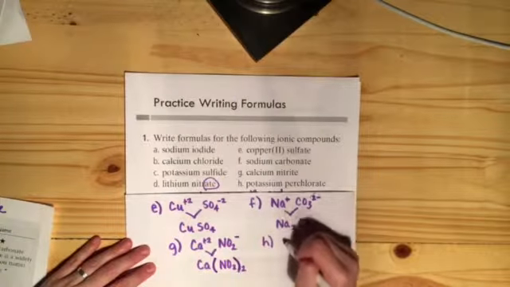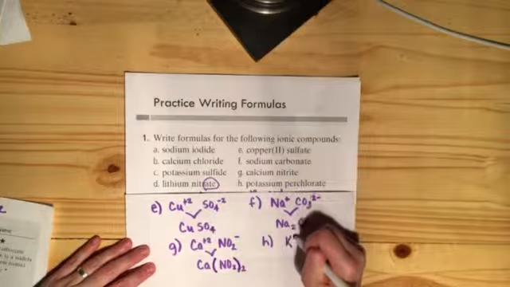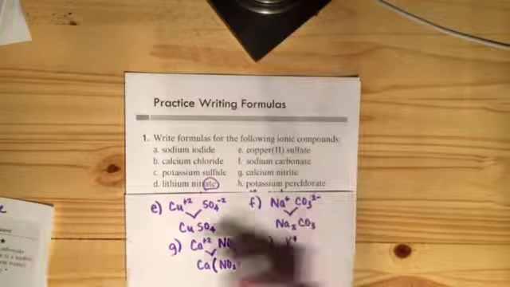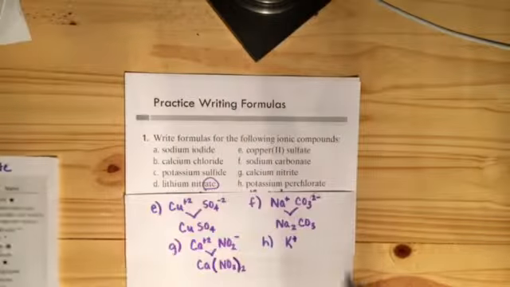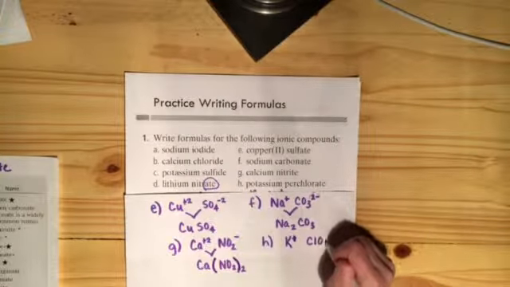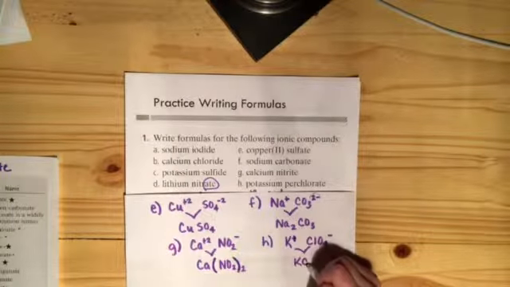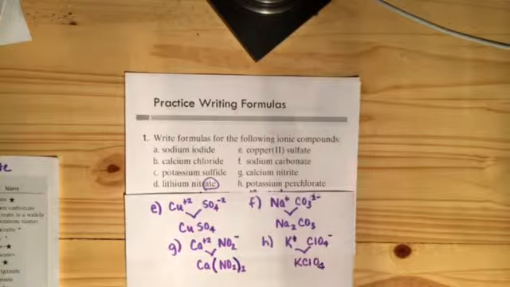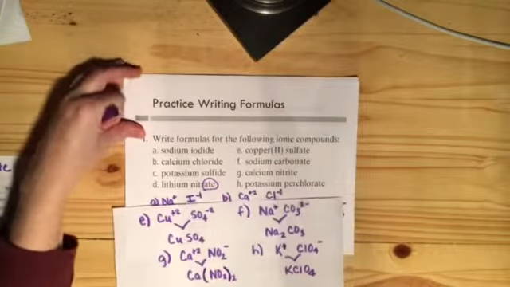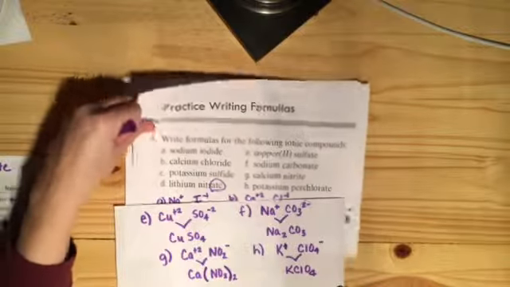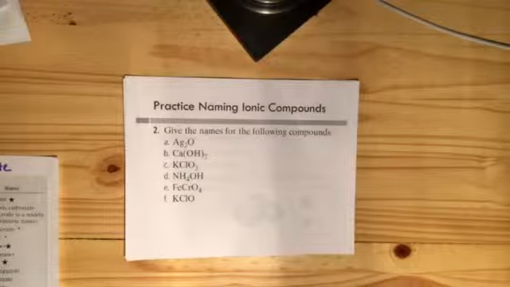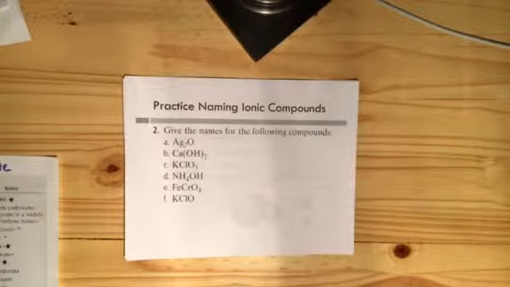H, potassium perchlorate. K plus. Perchlorate is this one with the most number of oxygens, 4 oxygens. ClO4 minus, 1 of each. ClO4, like that. Here, this next one we want to give the name.